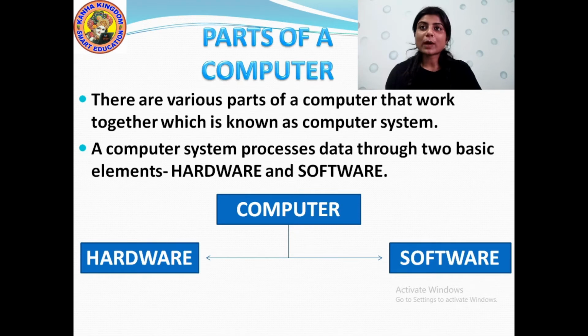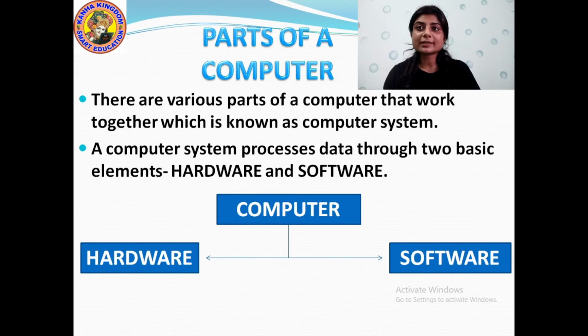And now students, what are the parts of a computer? There are two different parts of a computer, okay? There are various parts of a computer that work together, which is called as computer system. What makes a computer system? The various parts of a computer like CPU, monitor, keyboard, mouse. These are the parts of a computer which together make a computer system.